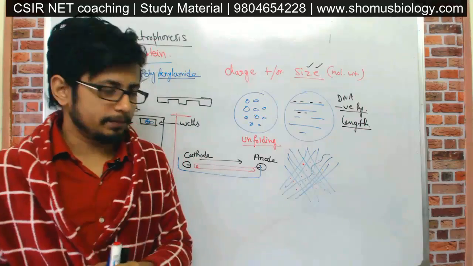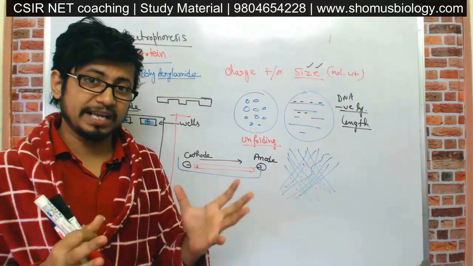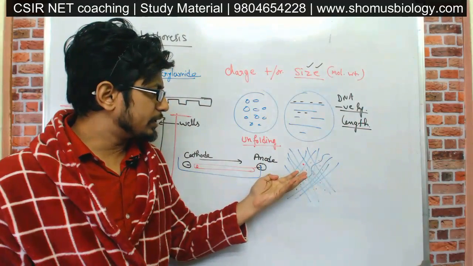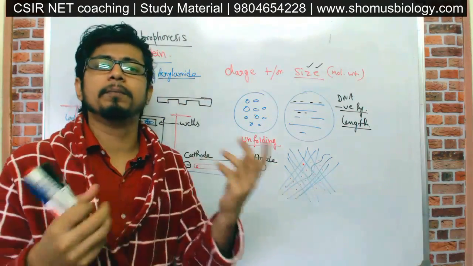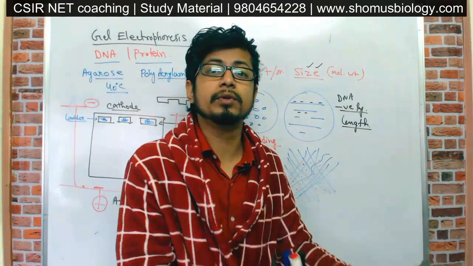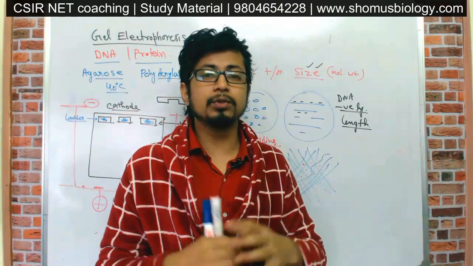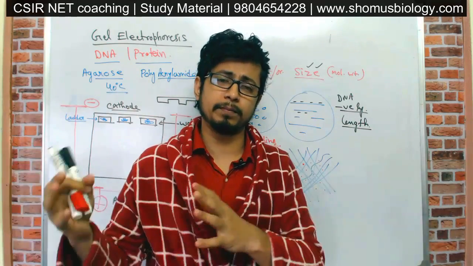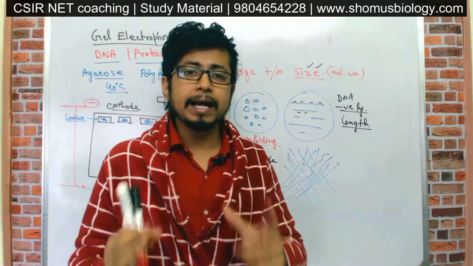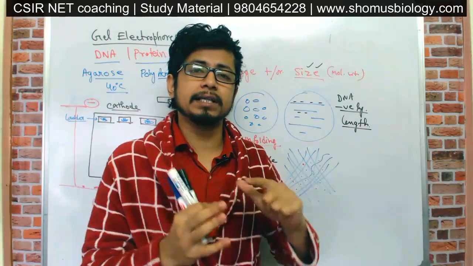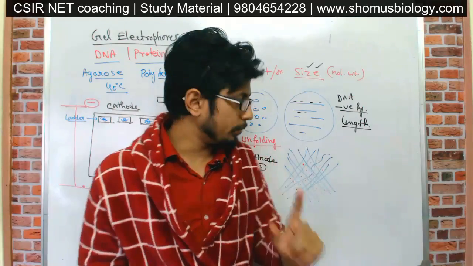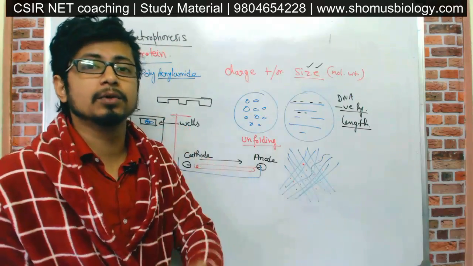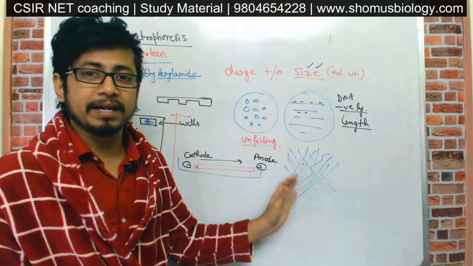Now you may ask me a question. While forming this network or mesh-like structure with agarose, how do you know what the pore size will be? It depends on the concentration of agarose that we are using. We should not use a very high concentration. Normally 5, 6, 7, 8, 10, 12%, depending on what kind of DNA we are separating. Based on that, we maintain the concentration of the agarose in the matrix formation.